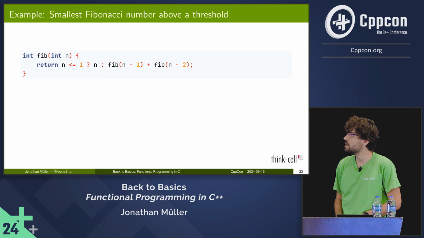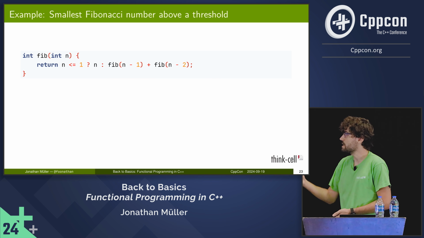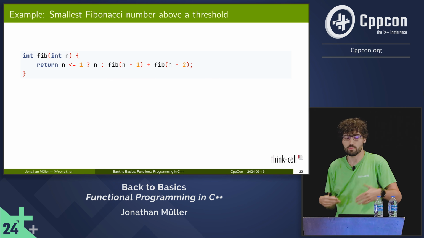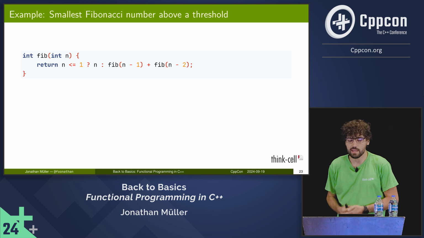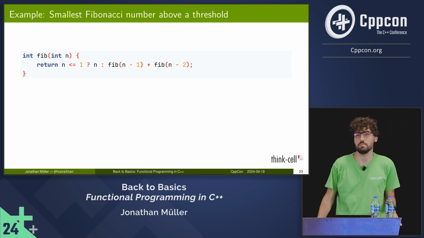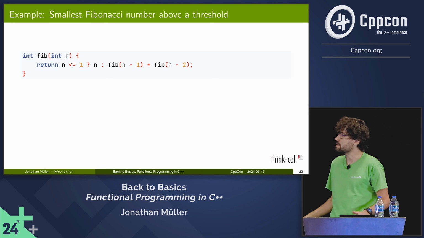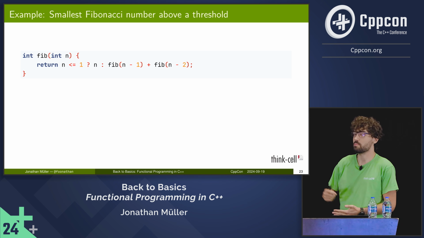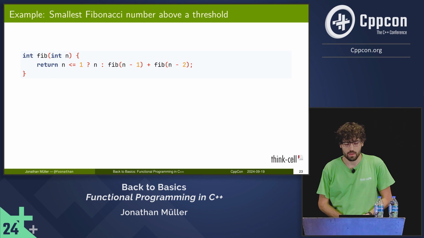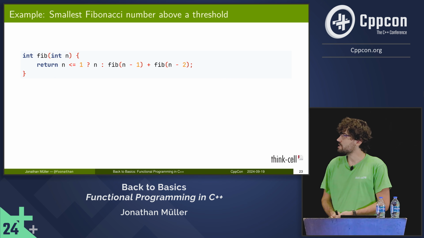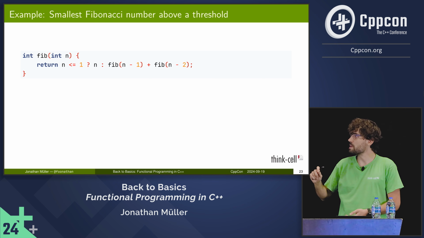This is the definition of fib. If n is less than or equal to 1, then we return n, otherwise we sum the two previous. And this is an incredibly inefficient definition of fib. This has exponential runtime complexity, but it is functional programming, because we compose functions. But this is one of the cases where we truly don't want that. We don't want functional programming here. This is too slow.